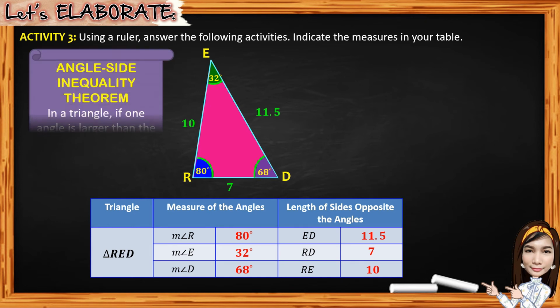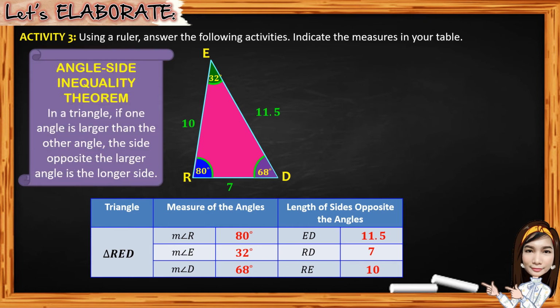So we have here what we call the angle-side inequality theorem. In a triangle, if one angle is larger than another angle, the side opposite the larger angle is the longer side. So we can say, if the measure of angle R, 80 degrees, is greater than the measure of angle D, 68 degrees, greater than the measure of angle E, 32 degrees, therefore ED, 11.5, is greater than RE, 10, greater than RD, which is 7. So we have the angle-side inequality theorem.